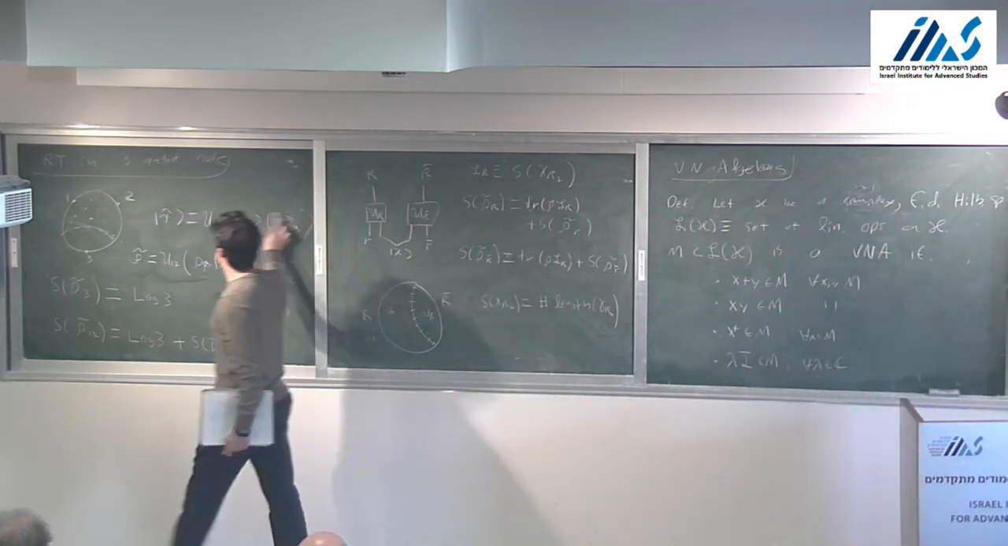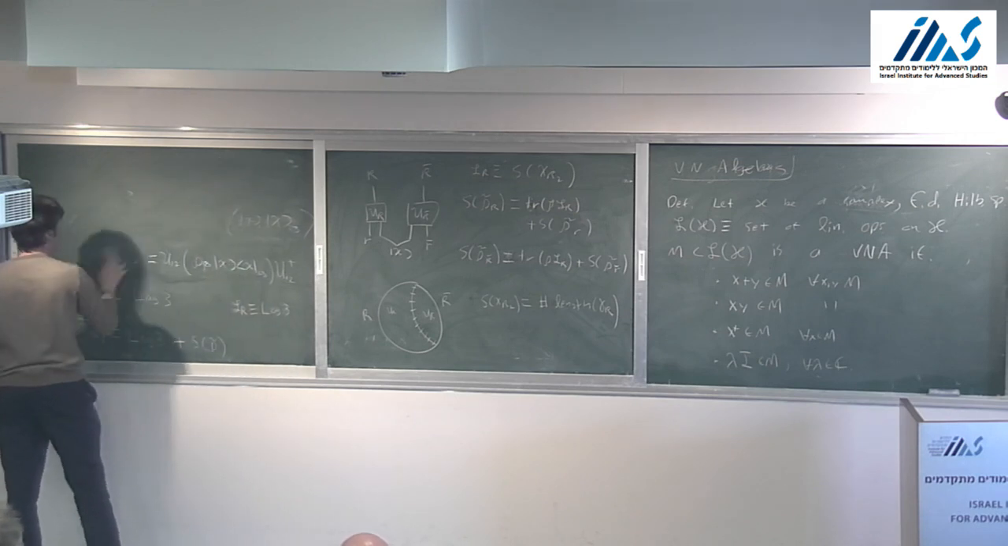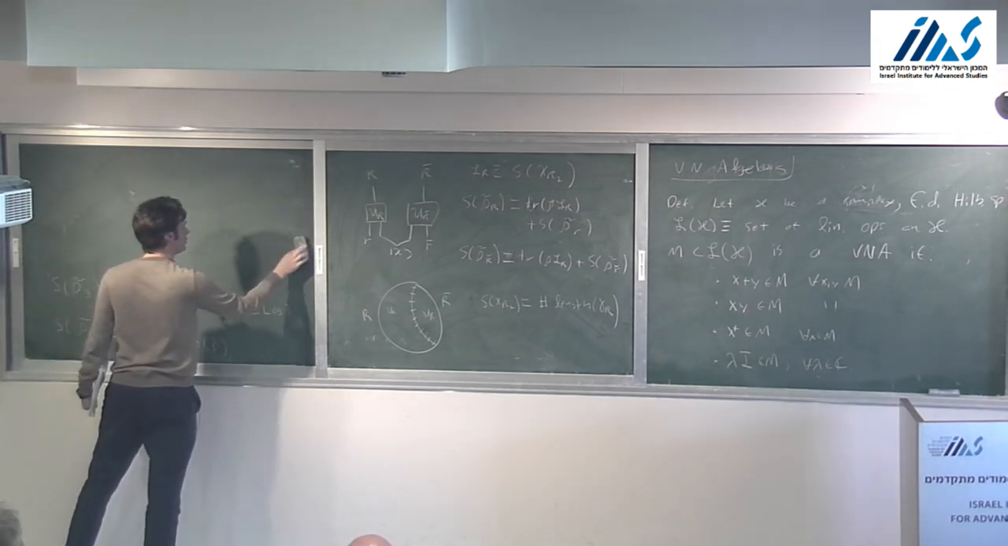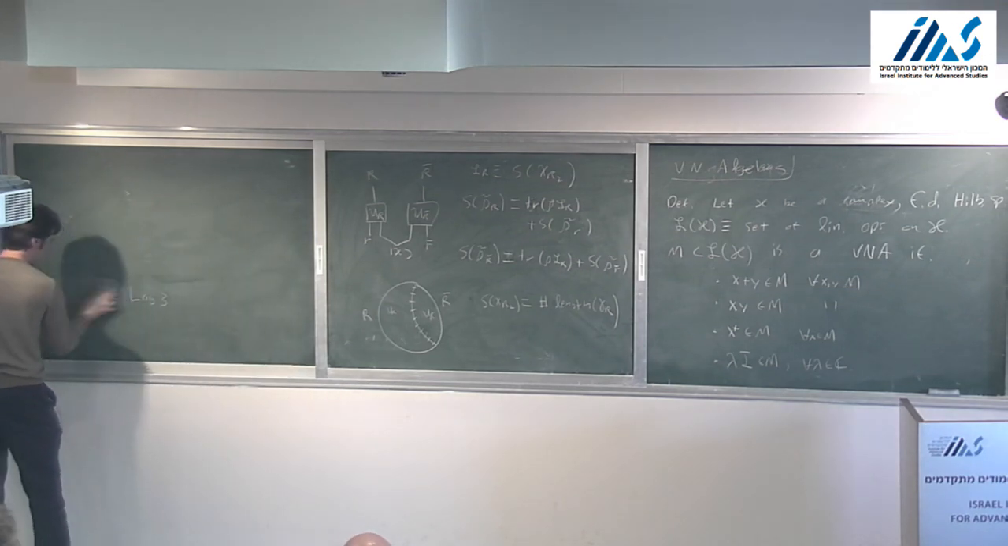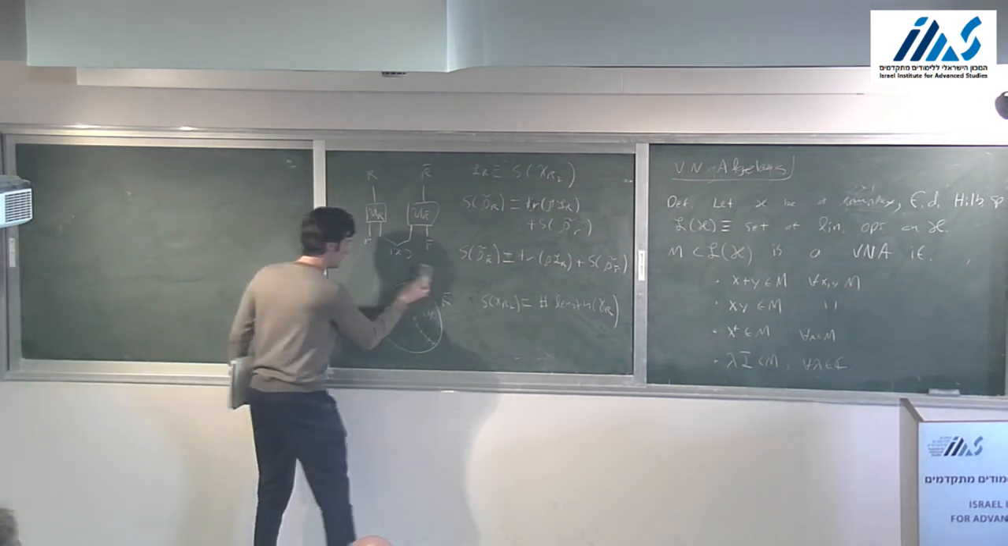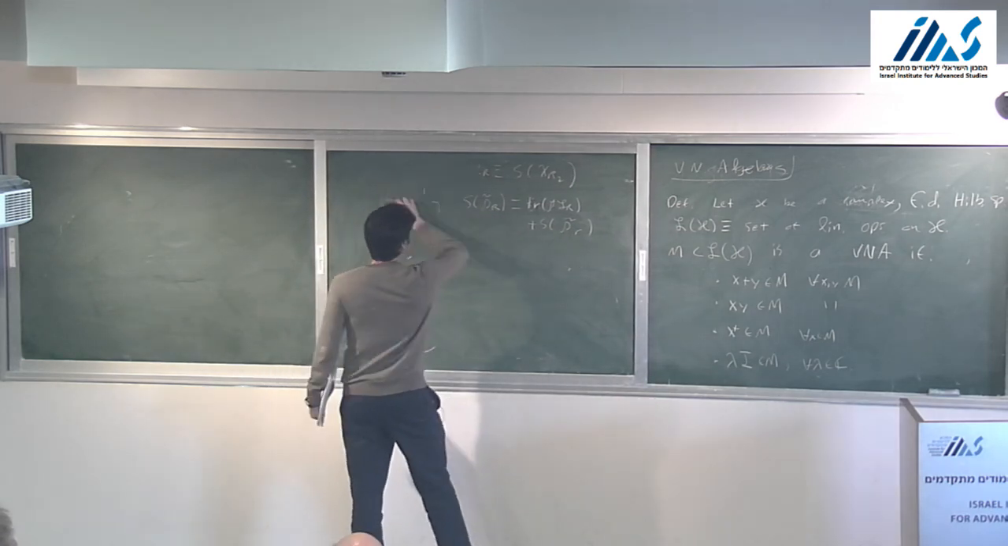Now, given any von Neumann algebra, there are two natural von Neumann algebras, other von Neumann algebras, which it induces on the same Hilbert space. Let me erase this also. And these are called the commutant and the center.